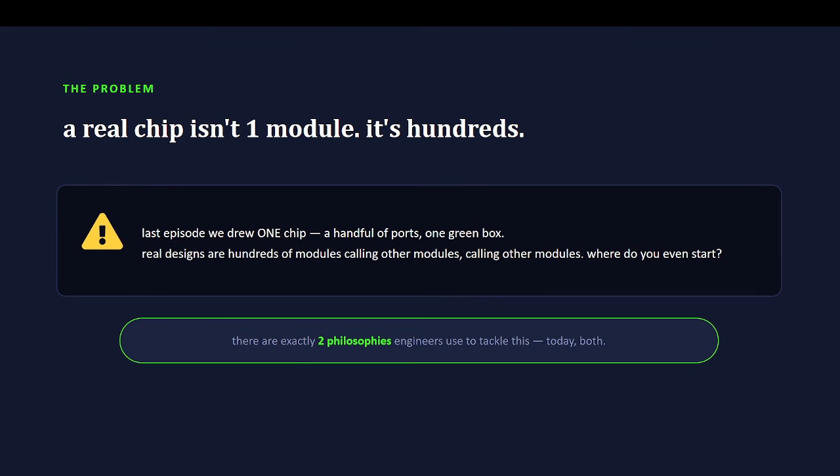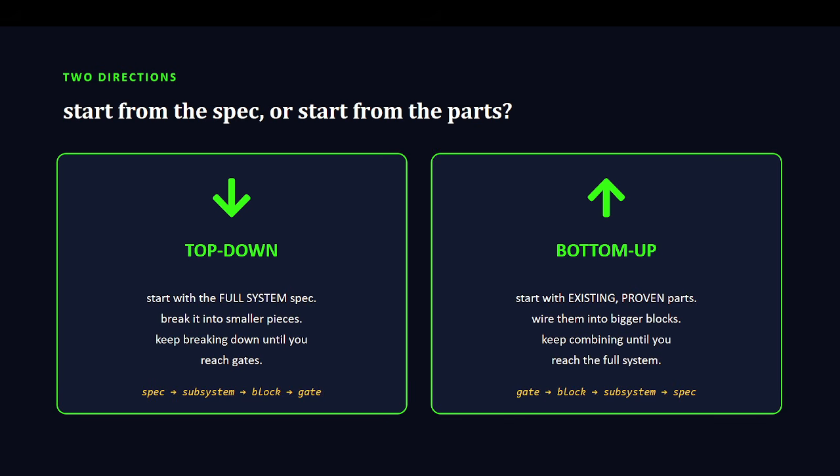Here is the good news. This isn't a new problem. Engineers solved it decades ago with exactly two philosophies. Not five, not 10, two. And today we are covering both completely.